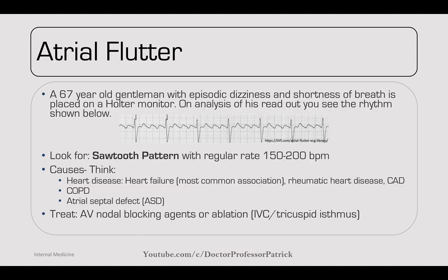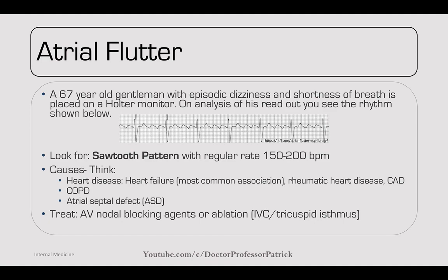So in atrial flutter, we've usually got older patients. So a 67-year-old gentleman with episodic dizziness and shortness of breath is placed on a Holter monitor. On analysis, you read out the rhythm shown below. So classically, you want to look for a sawtooth pattern with a regular rate between 150 and 200. So you would look for those shark teeth instead of shark fins. It can usually be 2-to-1, 3-to-1 patterns between the QRS.